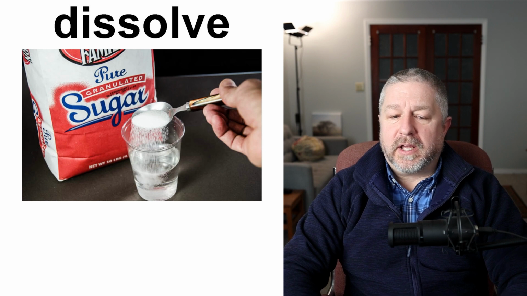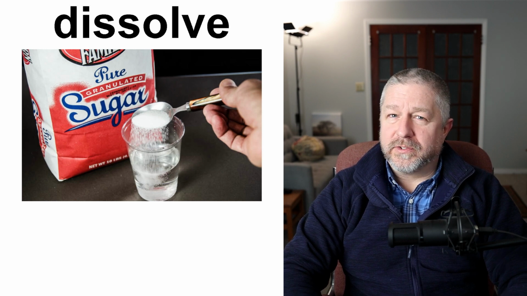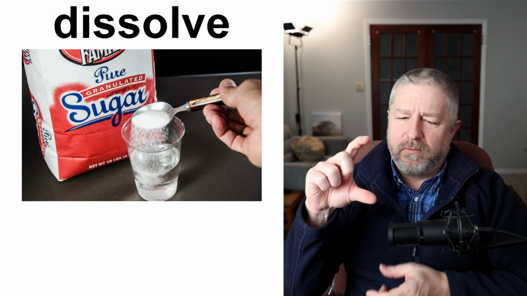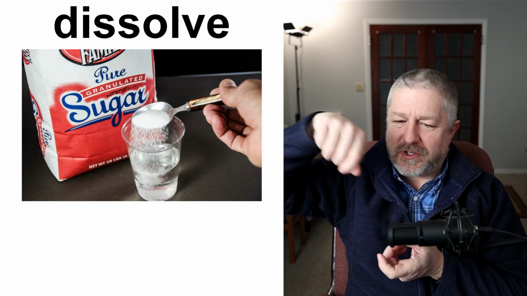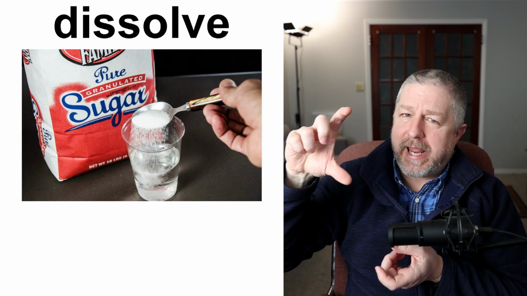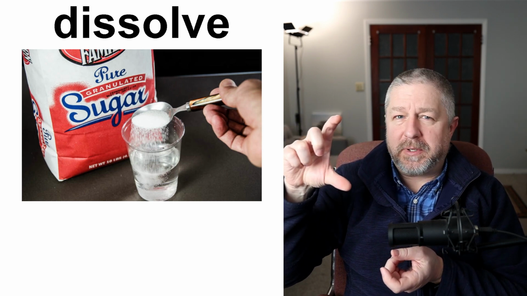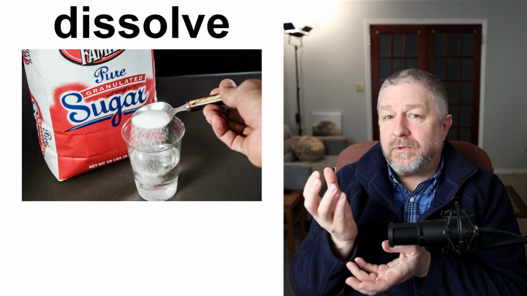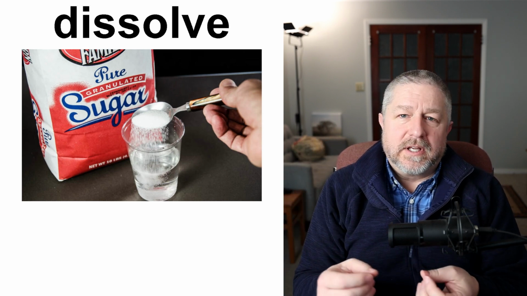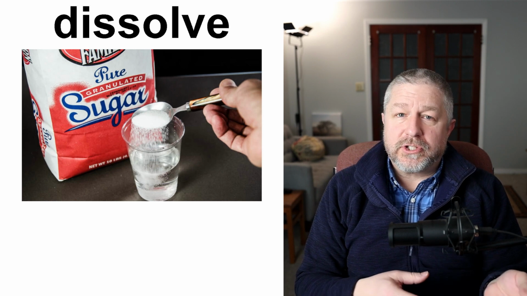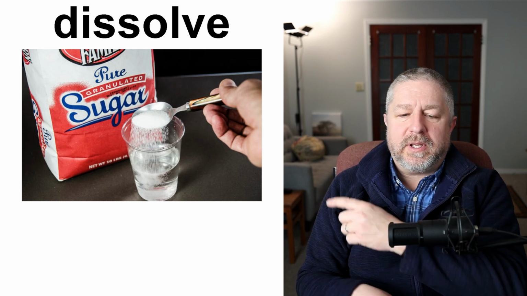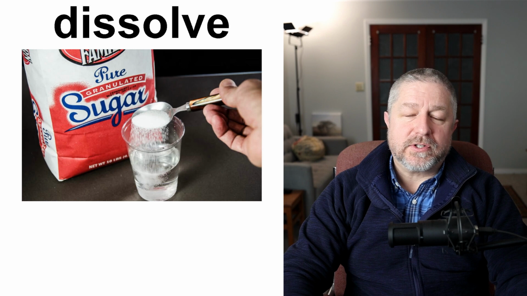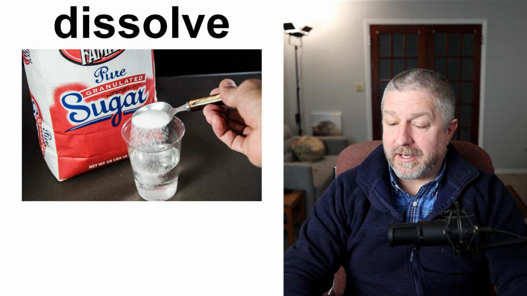If you put something like sugar in water, it will dissolve. So if you have a cup of water and you put sugar in and you stir it, eventually you can't see the sugar. It disappears, but not really. It's simply in the water and you can't see it. So when it says dissolve a teaspoon of sugar in a cup of water, it means to add it to water and stir until it looks like it has disappeared.